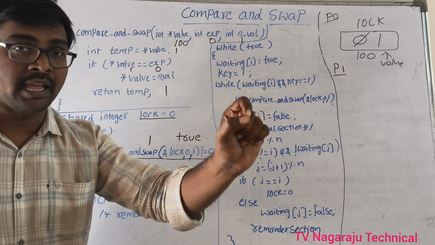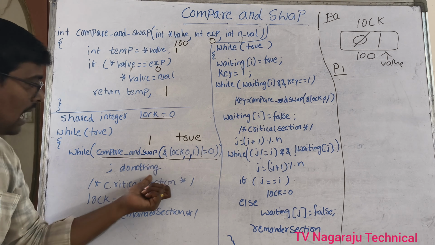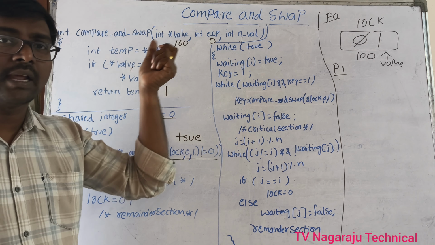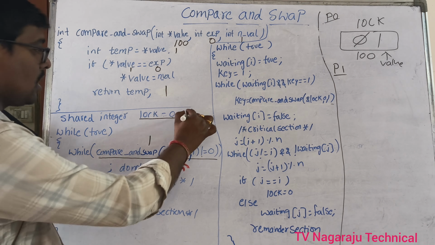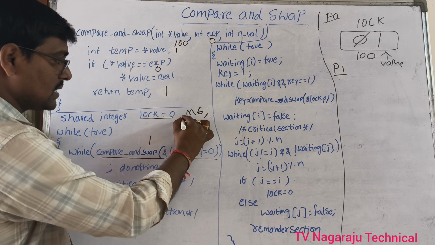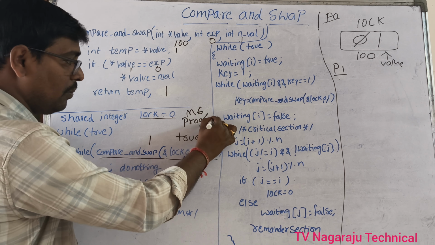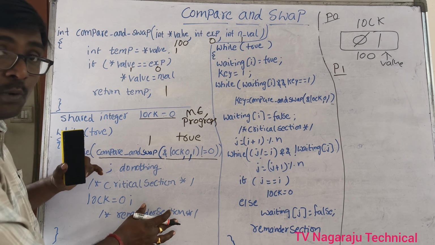I think it is clear. Now progress. After completion of one process, we are allocating to another process without any time delay. Progress is also achieved. By using this algorithm, I achieved both mutual exclusion and progress.